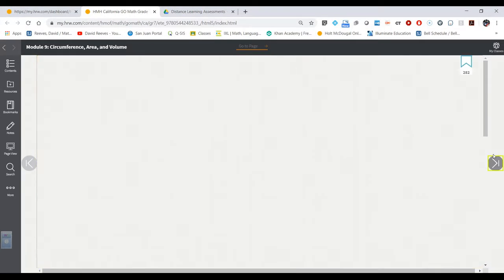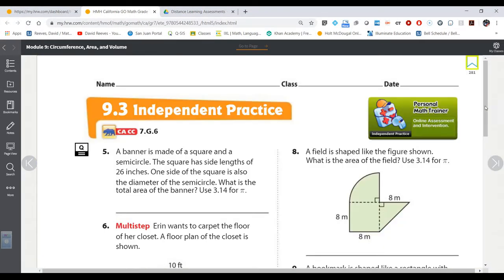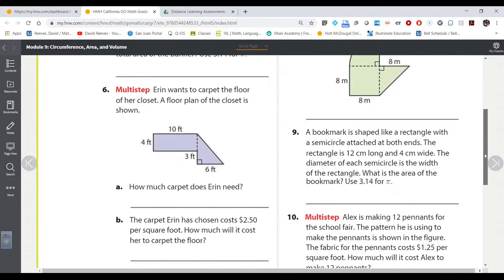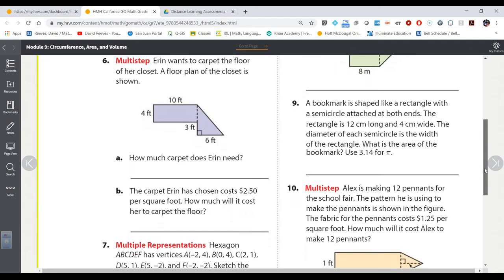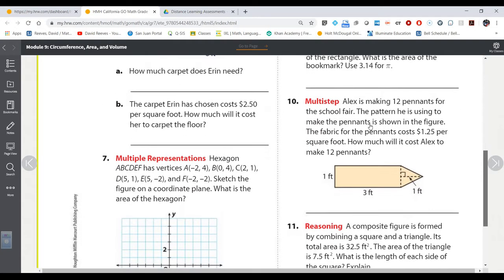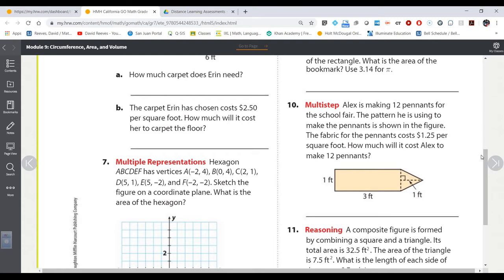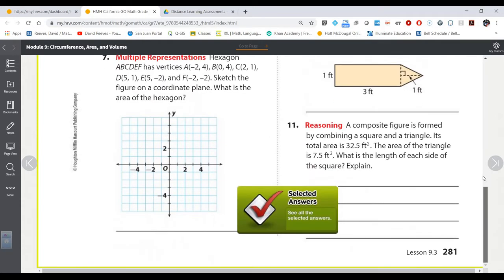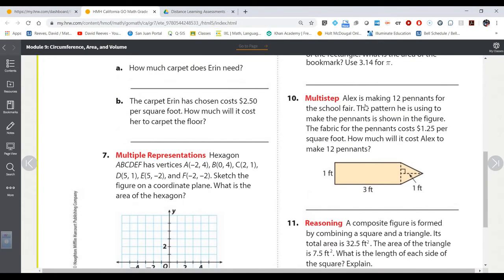All right, so let's go ahead and take a look at a different problem. All righty, how about this one right here, number 10. We now, by the way, are on page 281 if you're following along in your own book. Number 10, Alex is making 12 pennants for the school fair.